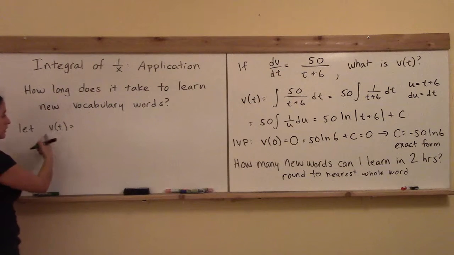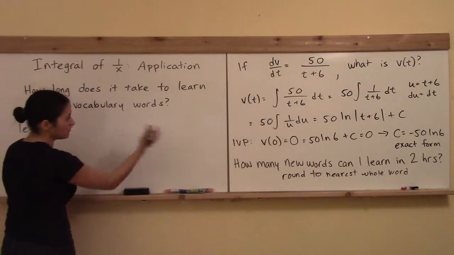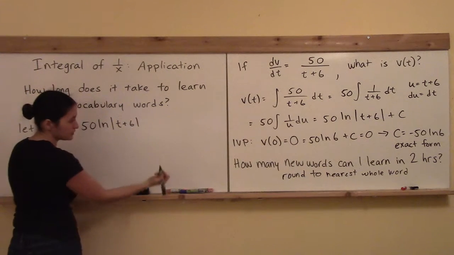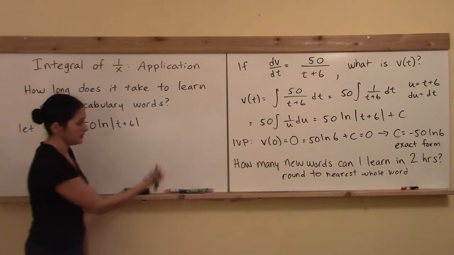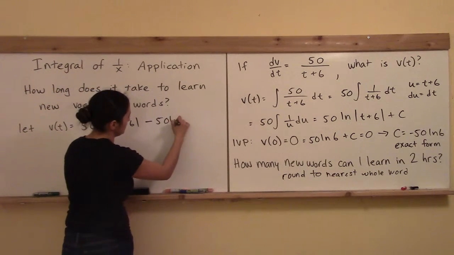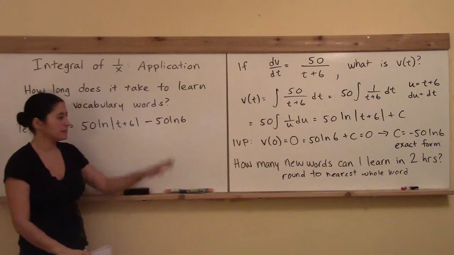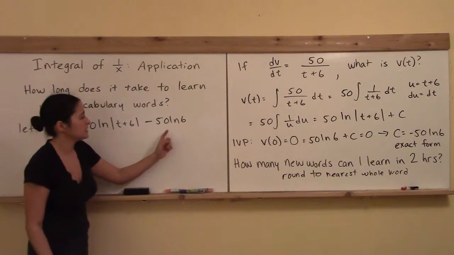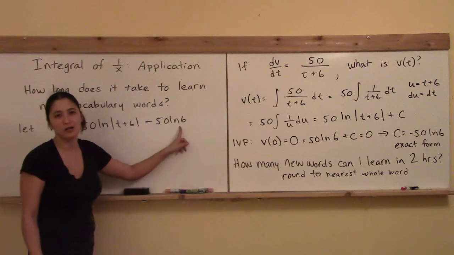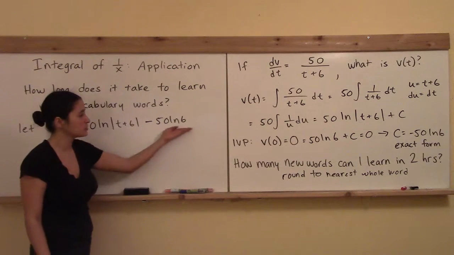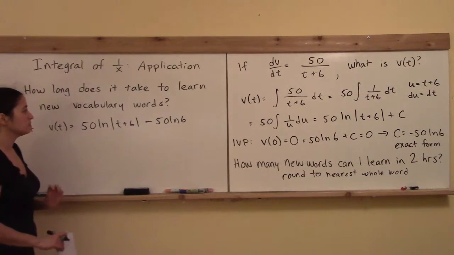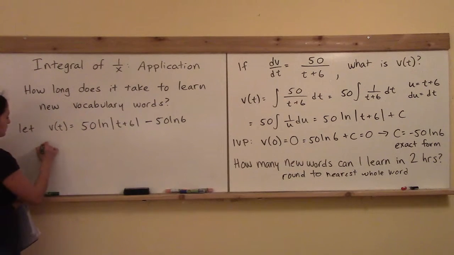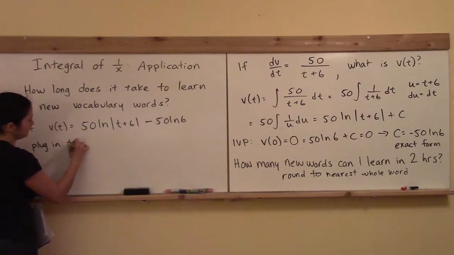Okay. Now let's write down what V of t equals after we solved it out. V of t is equal to 50 times the natural log of the absolute value of t plus 6. And then where I had a plus c, I'm actually going to write minus 50 log 6. Remember, this isn't really a functional part. This is the additive constant plus c. It just has a function log in it, but it's not log of x, it's log of 6. So this is actually a number in an exact form. So there you go. Now when it says how many can I learn in 2 hours, I just need to plug in t is equal to 2.